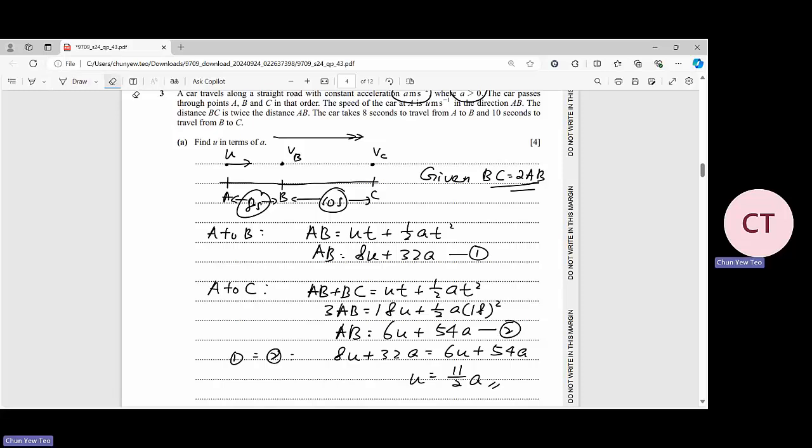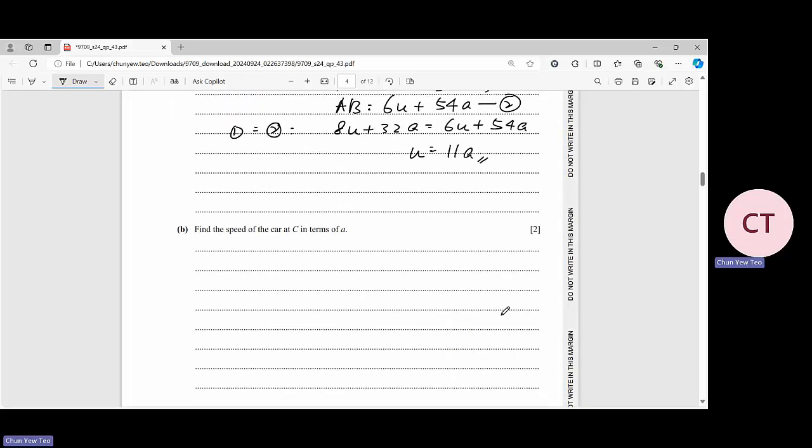Sorry, I made a mistake. It's supposed to be 22 over 2a. 22 over 2 is 11a. Okay, just like that. Done. That is the answer for question number 3, part A. So now we're moving on.